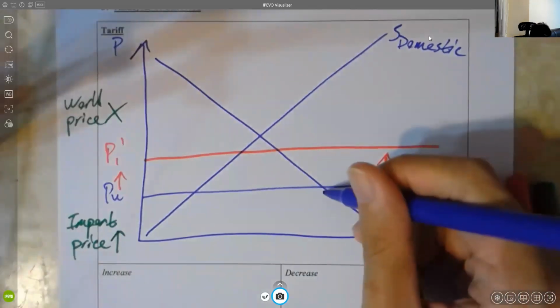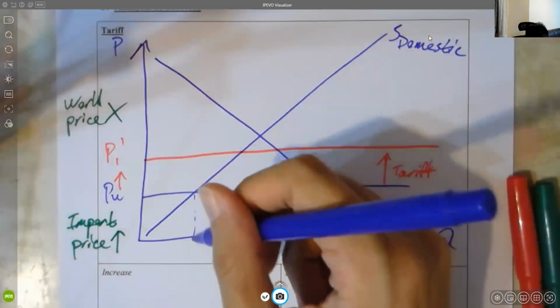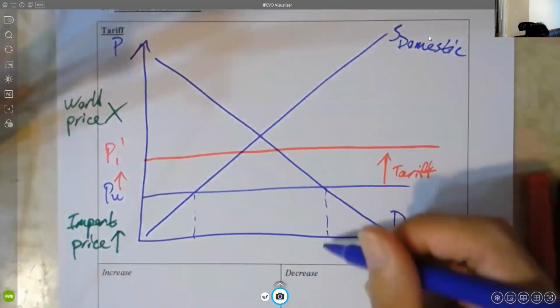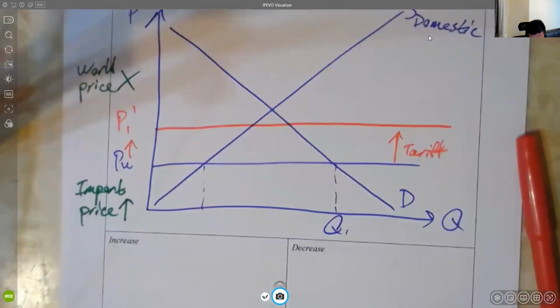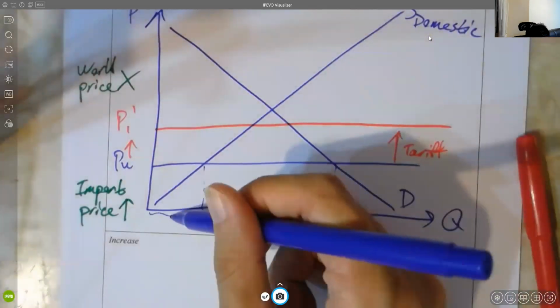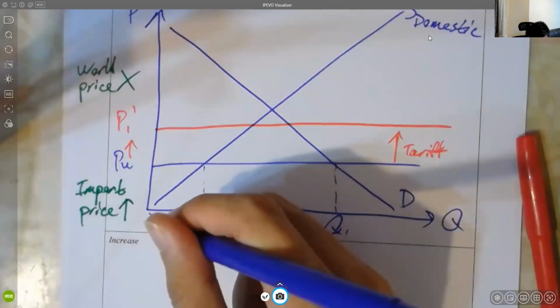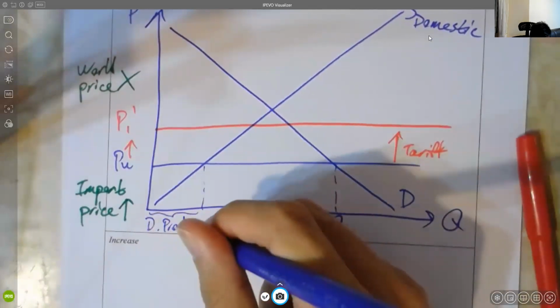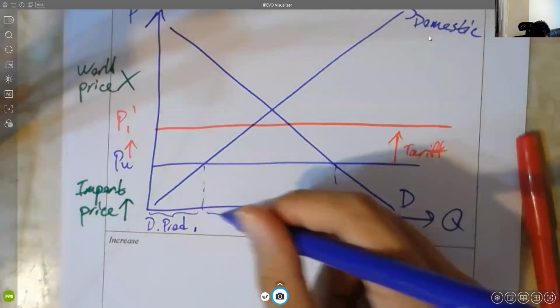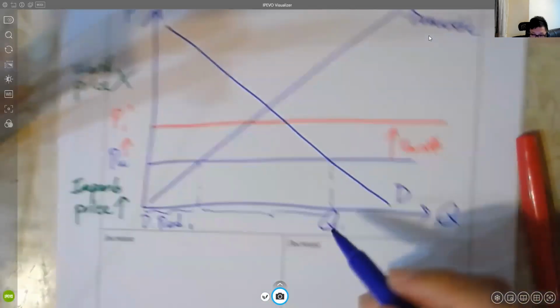So here, let's see what happens. Originally, we were at Q1 here. Now remember, originally, this is our domestic production 1. This is our import 1.